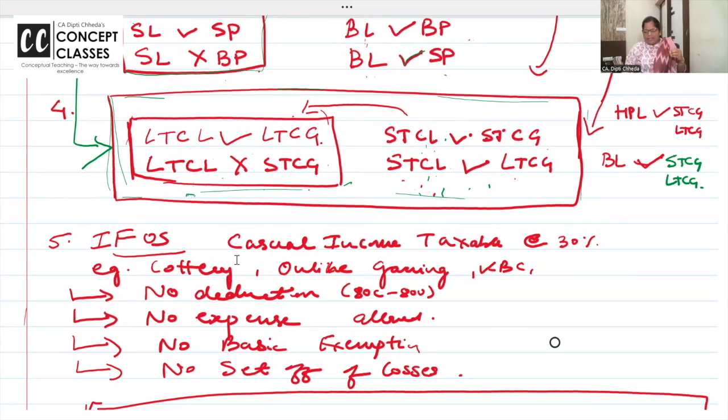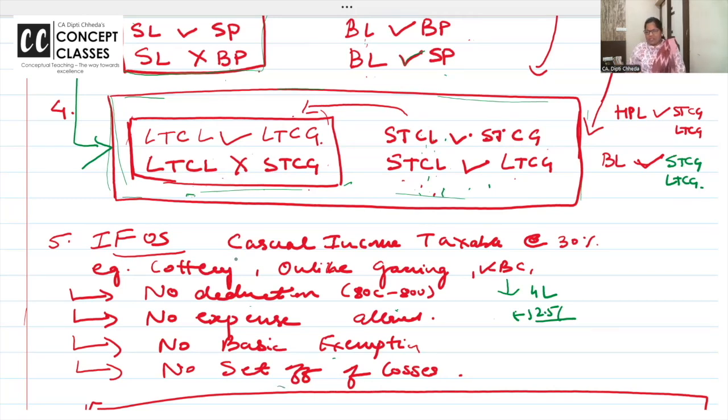Okay, I have won a prize in KBC and I have put 50,000 in PPF. Will I get any deduction? No. No expenses allowed. Okay, I won KBC, but then going from Hyderabad to Mumbai, lodging, boarding, flight ticket, all not allowed. No basic exemption. Okay, I won 4 lakh rupees in KBC, but at least give 2.5 lakh basic exemption. Nahi milta na. And no set off.